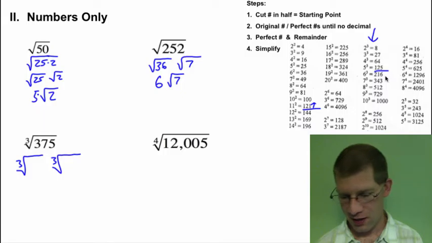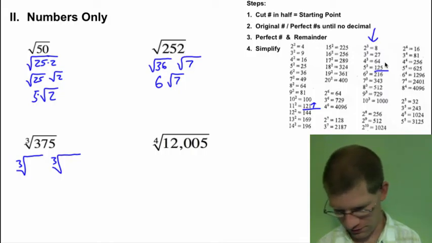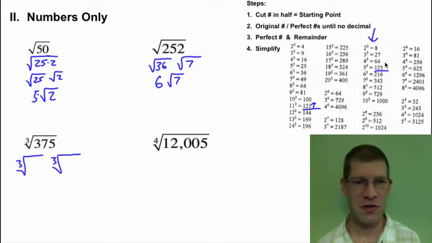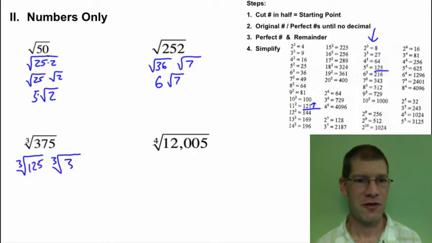So 187.5, my first number to try is going to be 125. And if you look at that, you'll see that it's going to work. So 375 divided by 125 is 3. So we don't need to try the 64, the 27, or the 8. We just write this as a cubed root of 125 times a cubed root of 3. Now cubed root of 125, what to the third equals 125? It's going to be 5. So this just becomes 5 times the cubed root of 3. And that would be simplified.